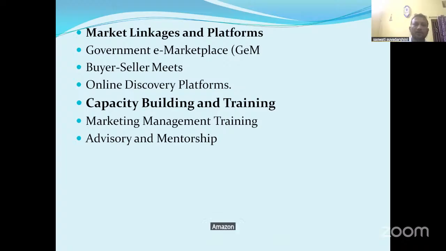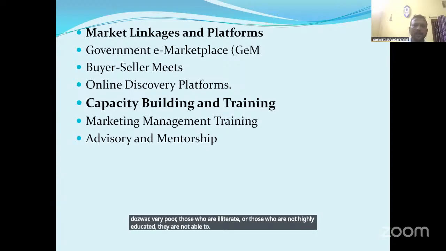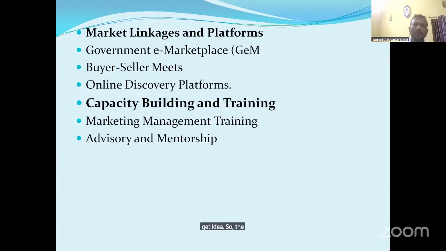Those who are very poor, those who are illiterate or not highly educated, are not able to get the idea. So the government is providing a linkage platform. Different experts will guide the organization on how to link these things. So giving a platform, they can sell their product while staying in Bhubaneswar. They can sell to America, to customers from America.